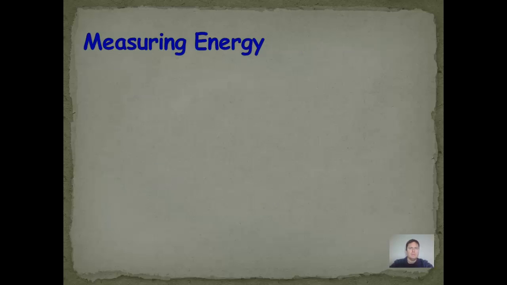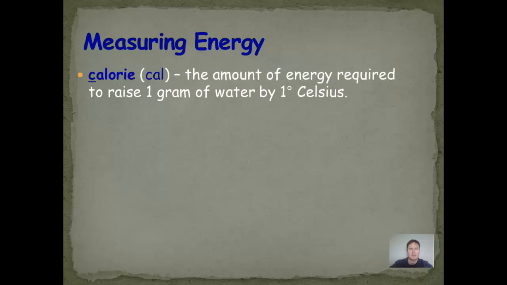Now, we can measure energy, and we use slightly different terms depending on what perspective we're talking about. Probably the one that you're most familiar with is the calorie. The calorie can be defined as the amount of energy required to raise 1 gram of water by 1 degree Celsius. Remember, 1 gram of water is equal to 1 milliliter, so a very small amount of water. How much does it take to raise that by 1 degree Celsius?